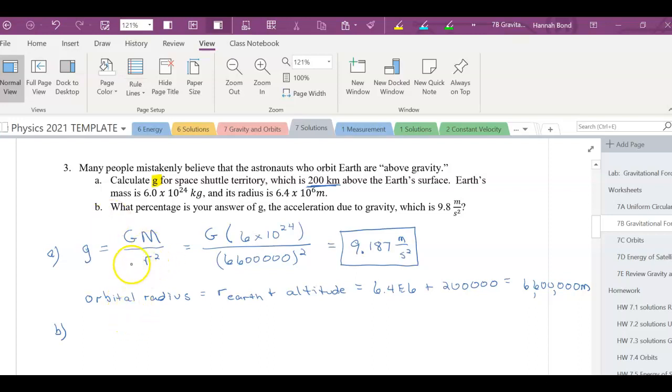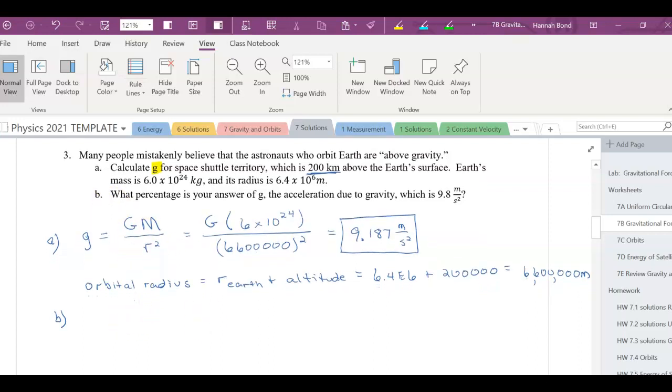Question B says, what percentage is your answer of that acceleration due to gravity? So I'm going to take what we found on orbit, 9.187, and divide by the acceleration on the surface of the Earth, and we're just going to find this as a percentage. And we actually get that it is 93.75%. So you're certainly not at zero gravity when you're on the space shuttle or in the space station.